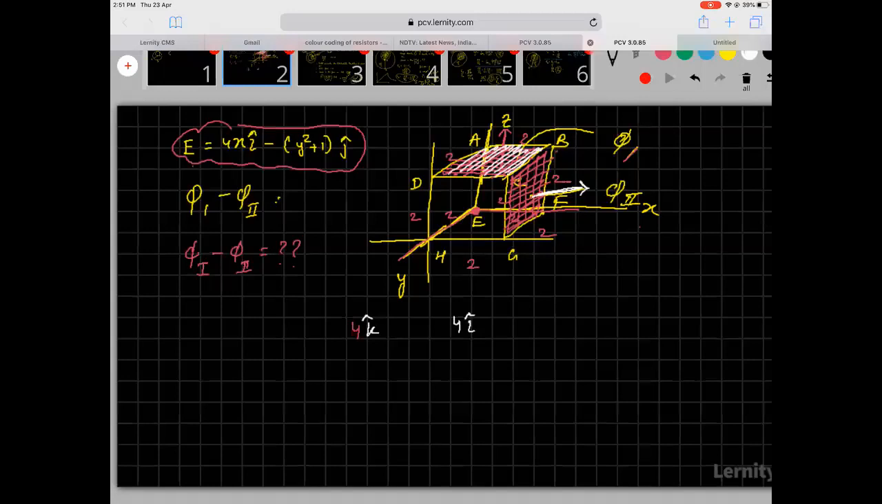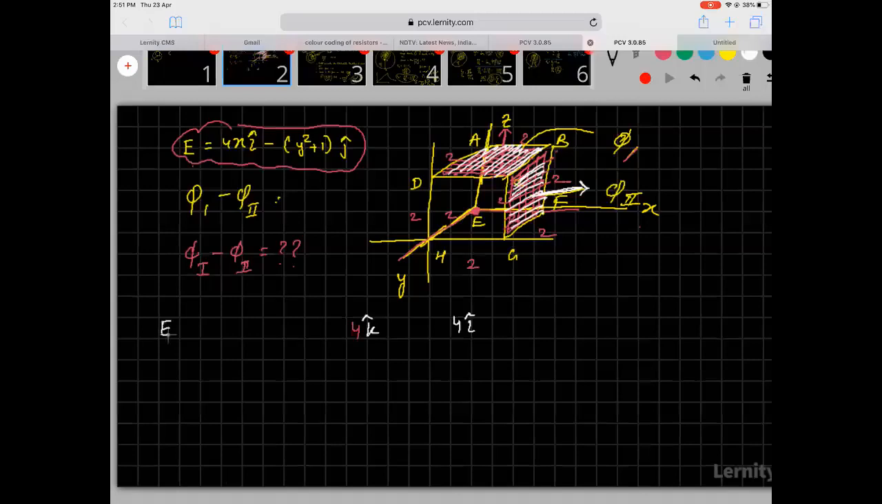This wall here will have an area vector perpendicular to the wall. So the perpendicular to the wall is k cap. This wall here will have an area vector perpendicular to this wall. So this wall is in the YZ plane. Perpendicular to that is i cap. So it is 4 i cap. So flux 1, can I say it will be E dot A?